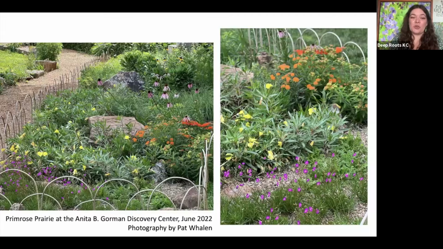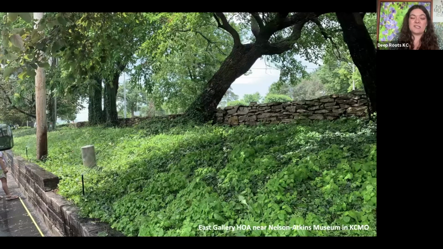So the next site I want to show you is one that I helped design near the Nelson Atkins Museum here in Kansas City. This is the East Gallery HOA. Shout out to that crew if they're here. This is an 800 foot by 150 foot section that was covered in winter creeper, one of those invasive species. This neighborhood association did an incredible job coming together and organizing, and they removed all of this by hand. They started by pulling, cutting and treating, but they knew they could not start the garden they wanted until they got it under control.